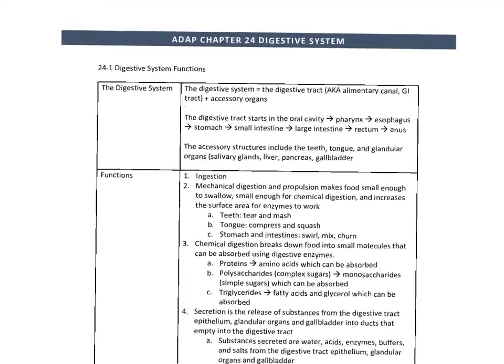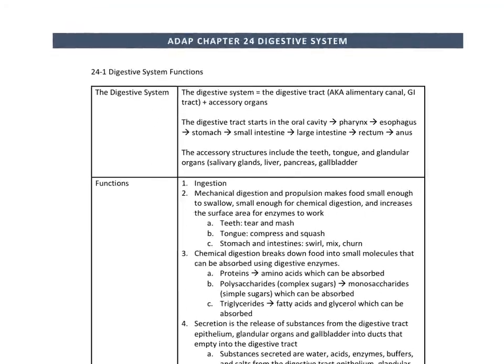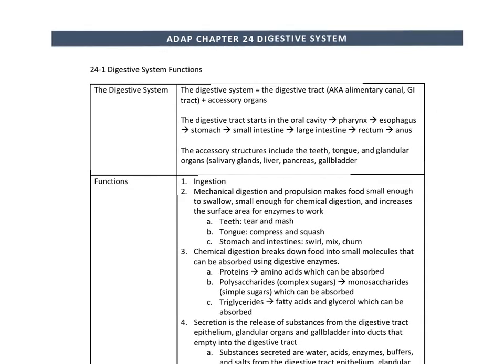Okay, so today we're going to talk about the digestive system, and from here on out till the end of the semester, I'm going to be going over the notes as I have them printed out. So you might want to print those out so you can follow along. Chapter 24 is on the digestive system, and we'll cover half of the digestive system today, and then we'll cover half of the digestive system in another video.